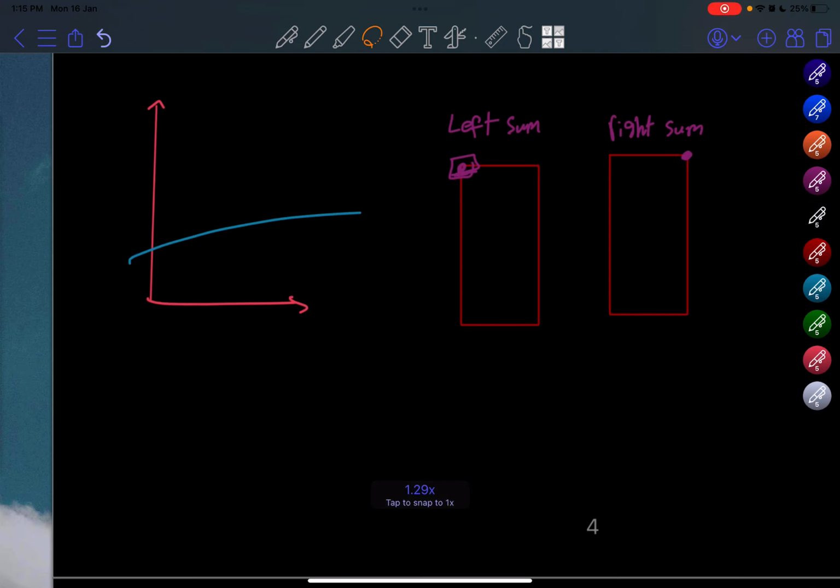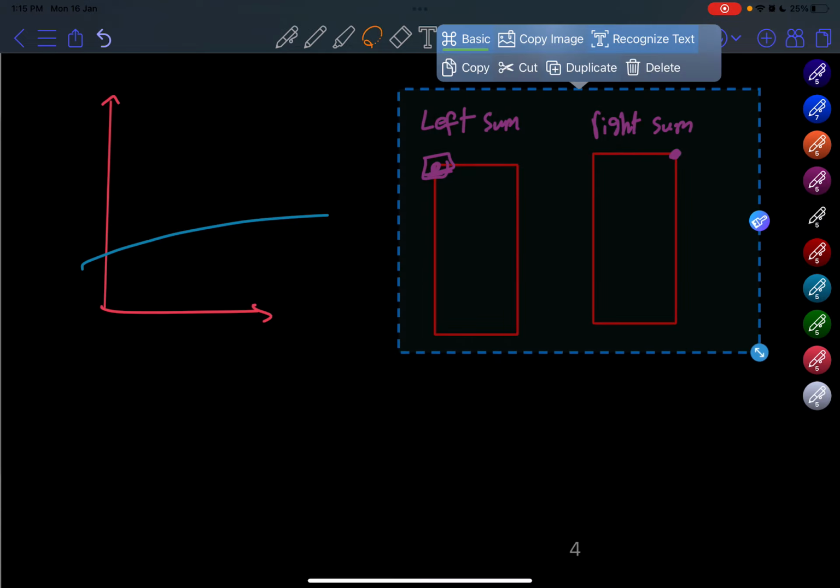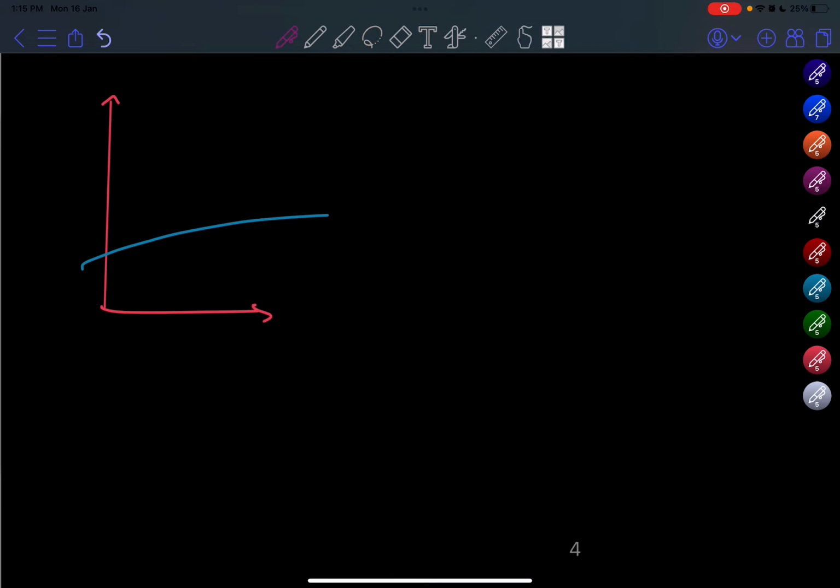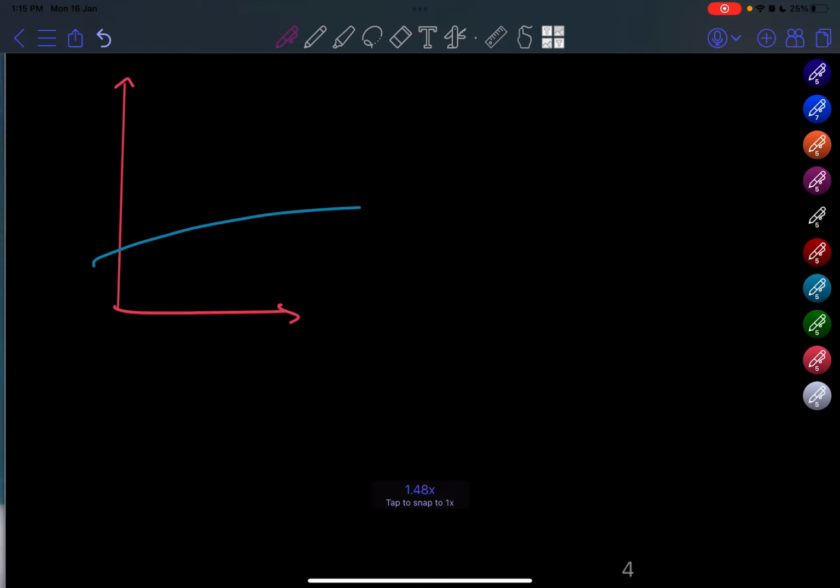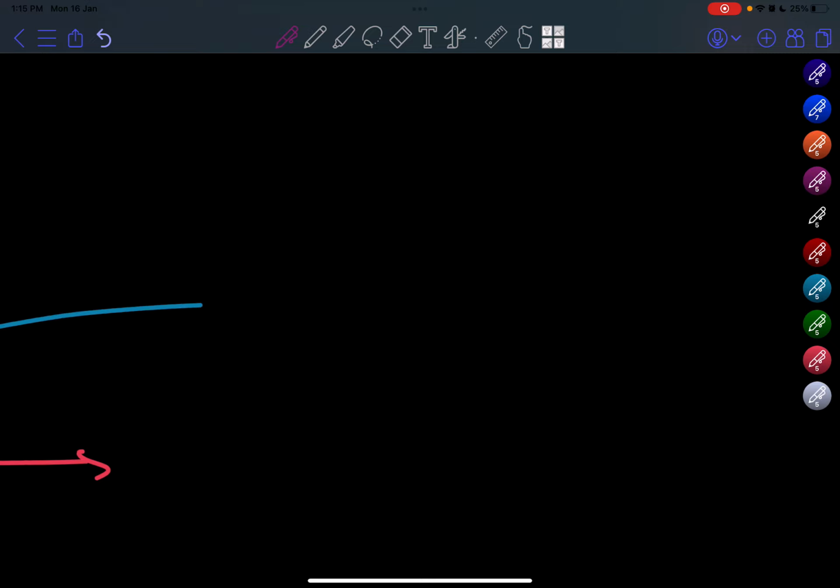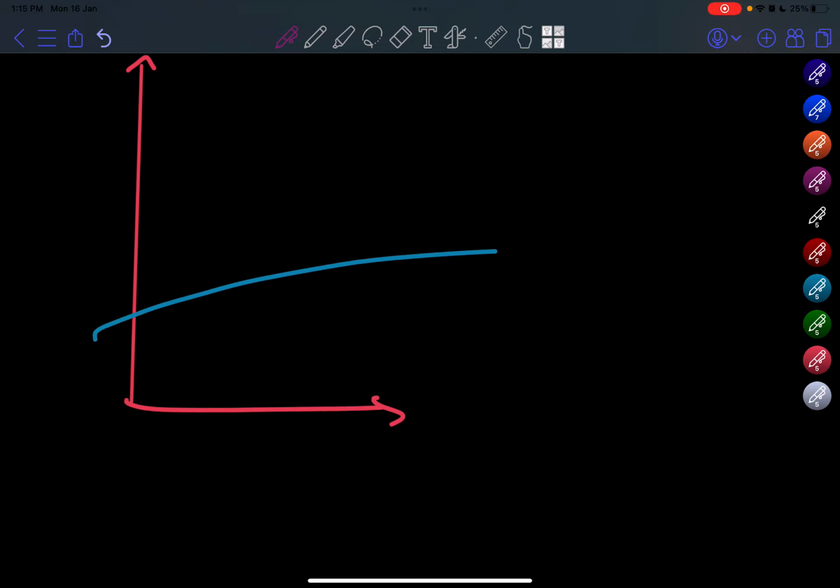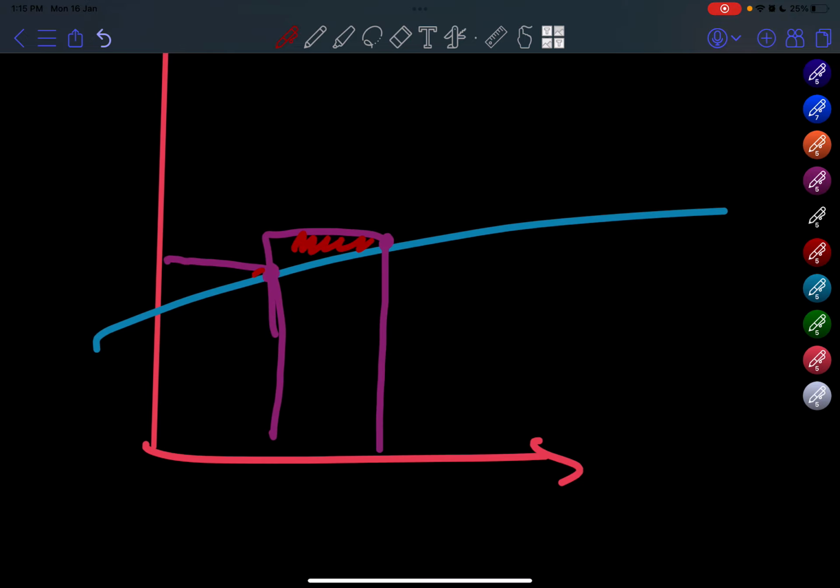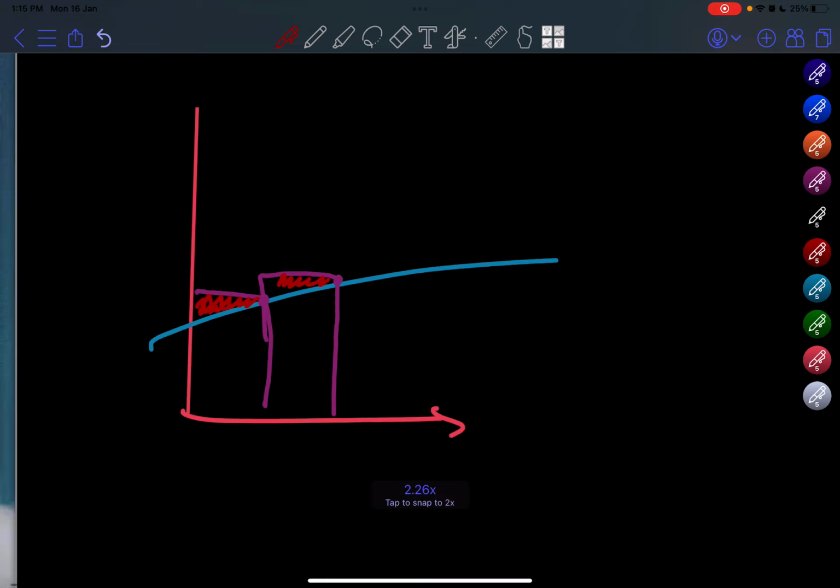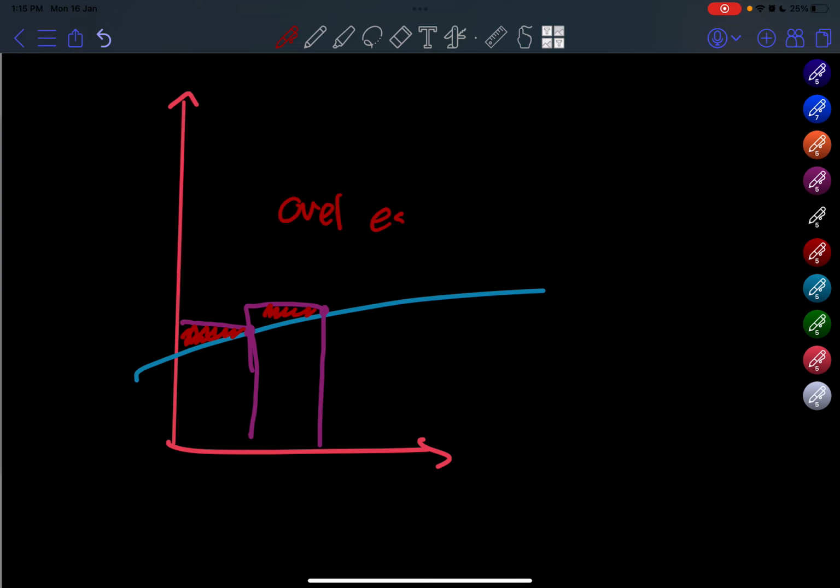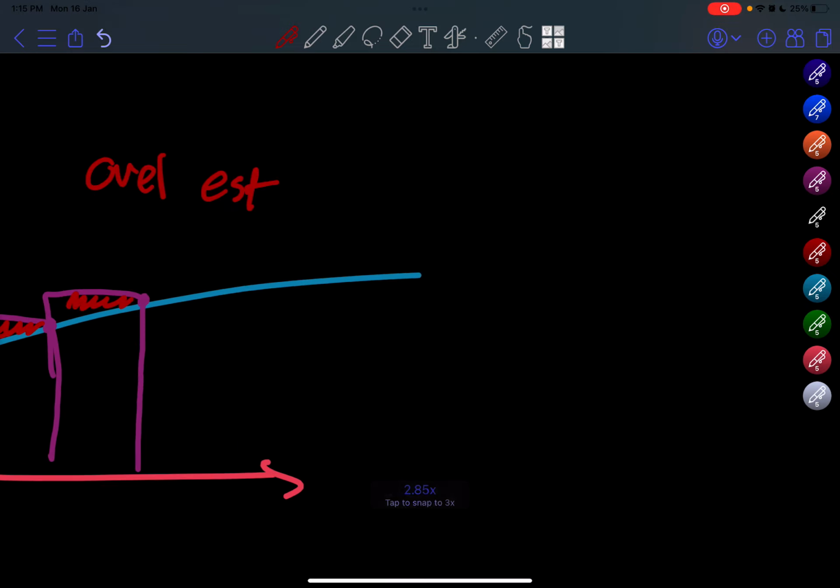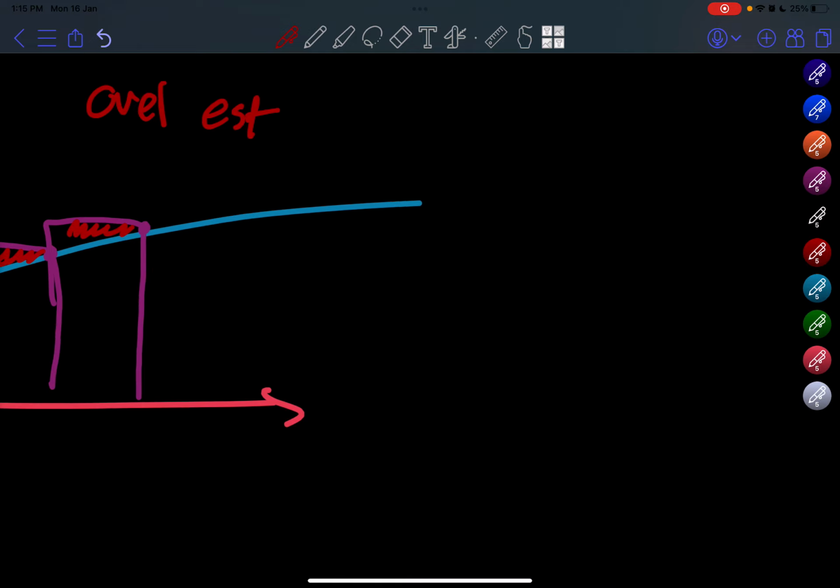Our second skill is identifying and differentiating between overestimate and underestimate. So an overestimate, which is usually right sum, is basically, so let's draw a right sum. We will see that there is some extra space that is above the curve, as we can see here. So this is part of the rectangle that is above the curve. We call this overestimate.